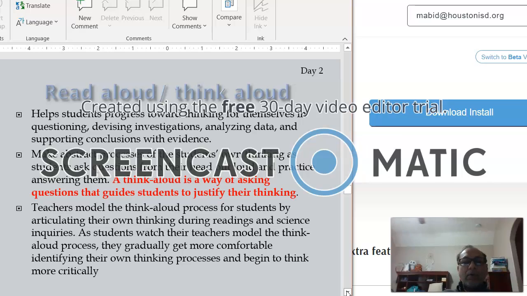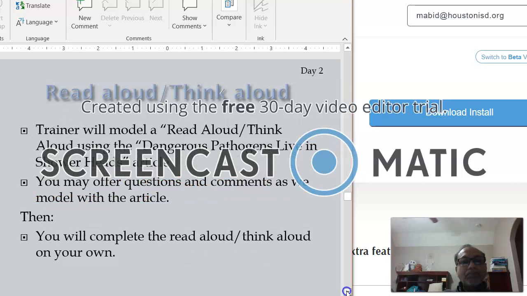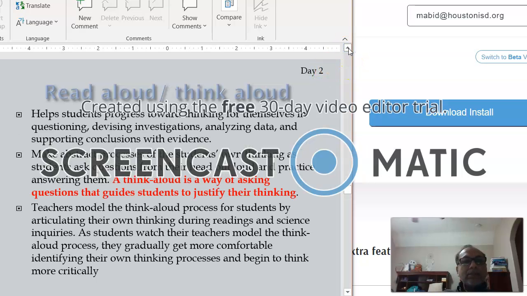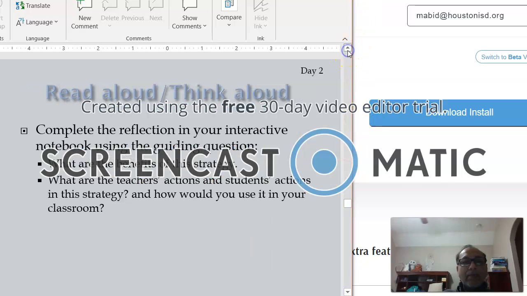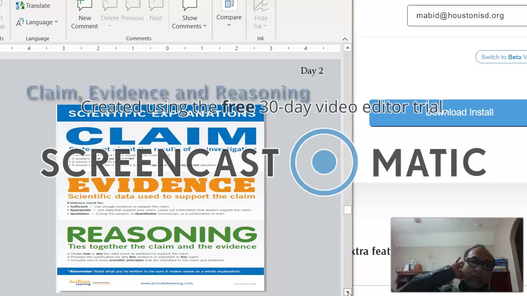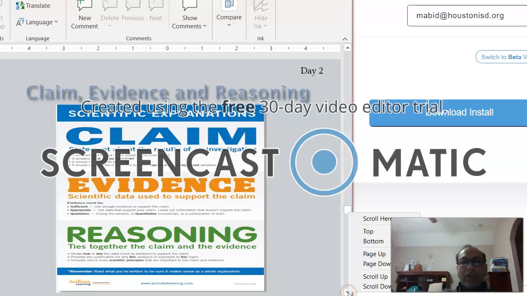And then for day two, I will start with the read aloud and think aloud strategy. The read aloud and think aloud strategy basically helps learners improve their thinking skills. And then they will go through a lab activity when they are doing the read aloud and think aloud strategy. After that, once they have completed the lab activity, they have to write a lab report using the CER format: claim, evidence, and reasoning.